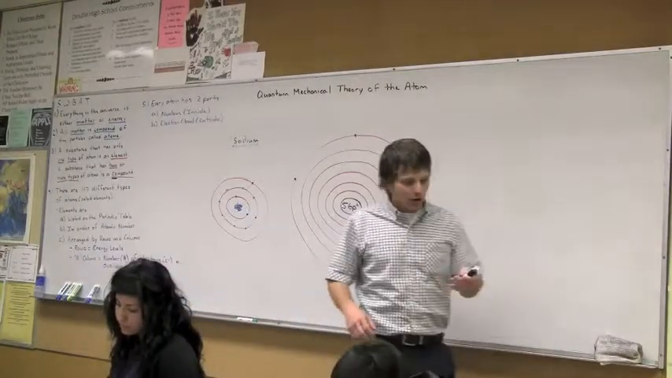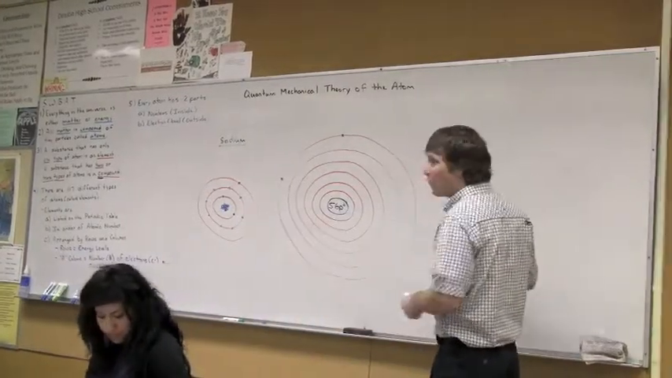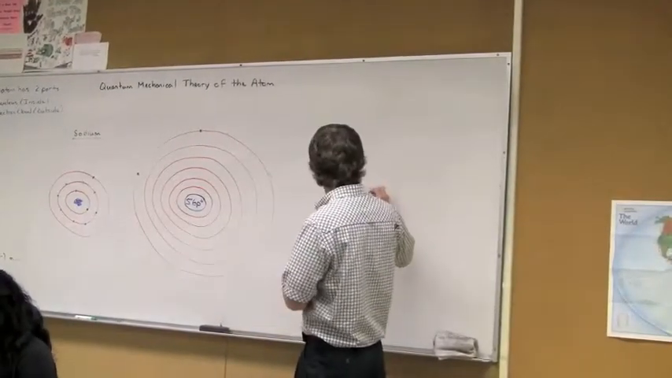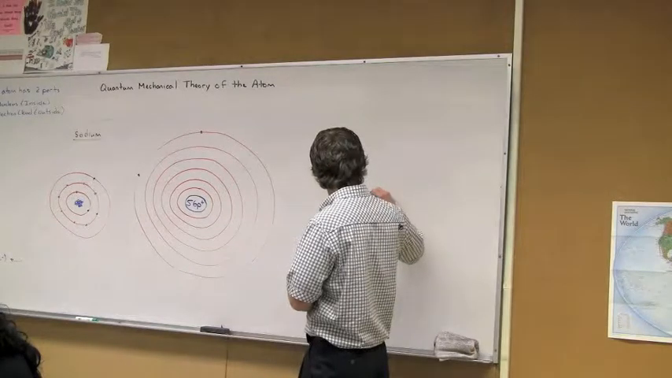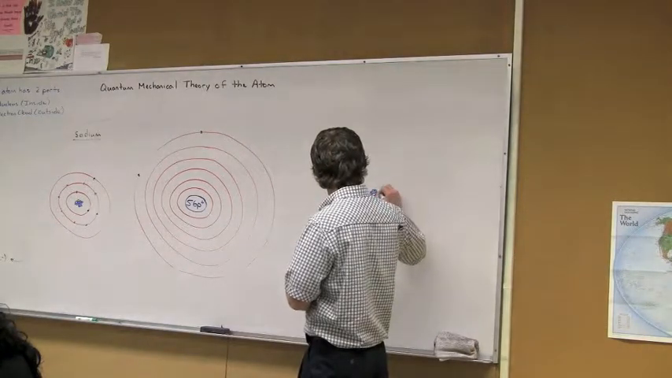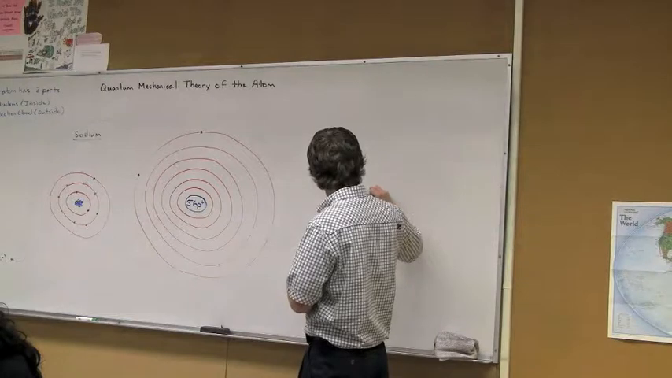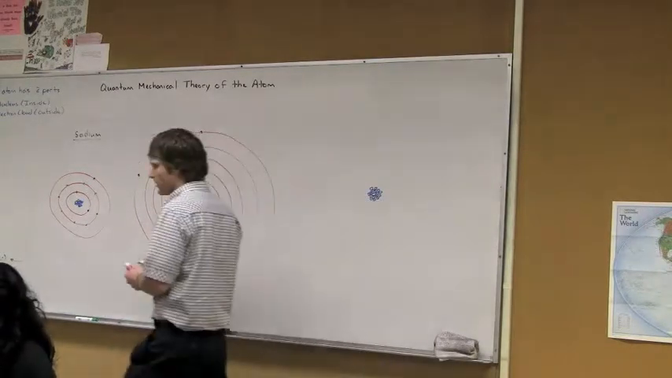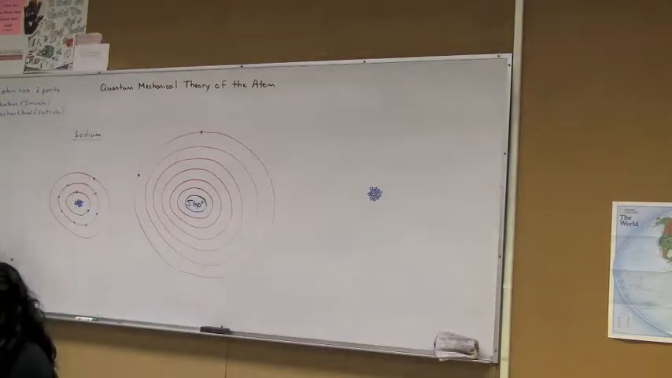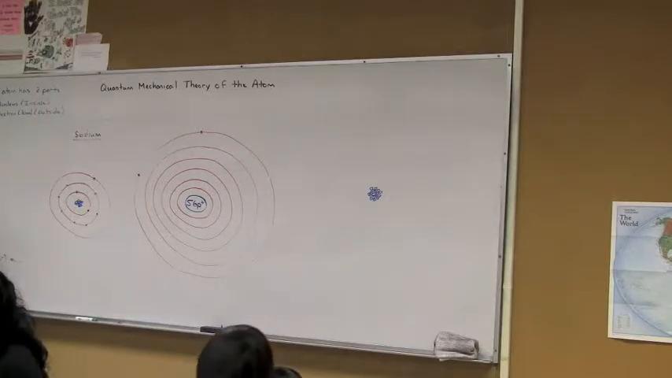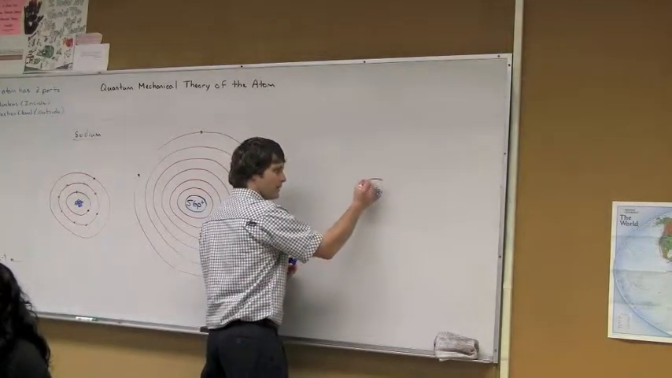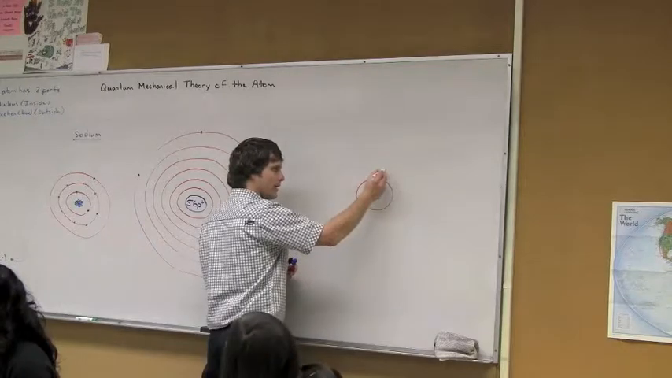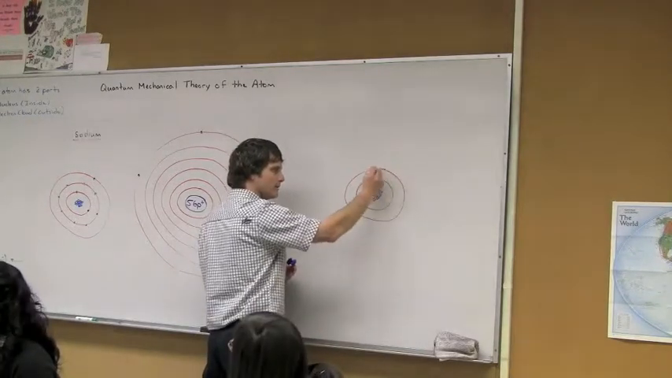Alright, then finally, chlorine. Because chlorine is less than number 20, I'm going to go ahead and draw 17 little protons. Protons. Because chlorine is in row number 3, I'm going to draw 3 energy levels.